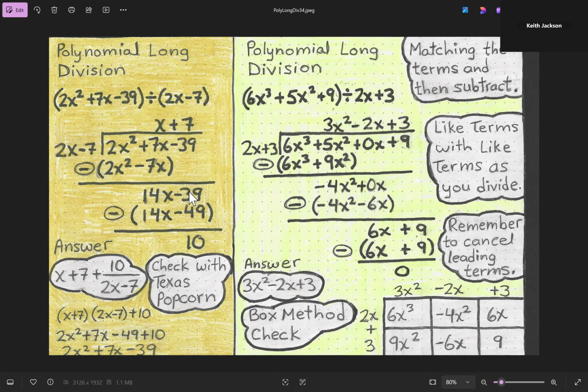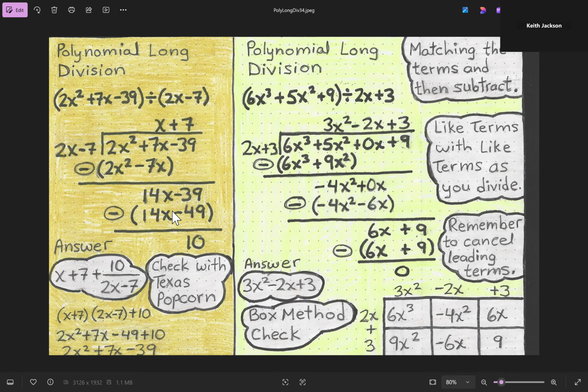All right, so now we have a 14x. We'll bring down this negative 39, and we're going to figure out what number times this 2x would give me this 14x. That answer is 7. And so we know that 7 times 2x will give me this 14x. Well, at the same time, this 7 times this negative 7 will give me a negative 49. Noticing how I'm keeping like terms with like terms. See, this x is with this x, and this coefficient is with this coefficient, right?